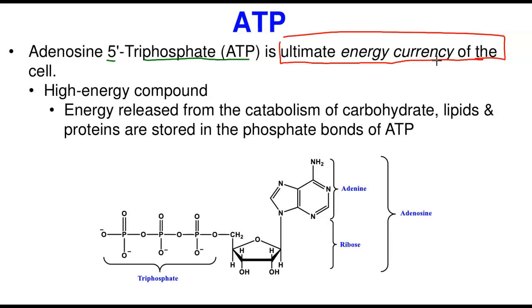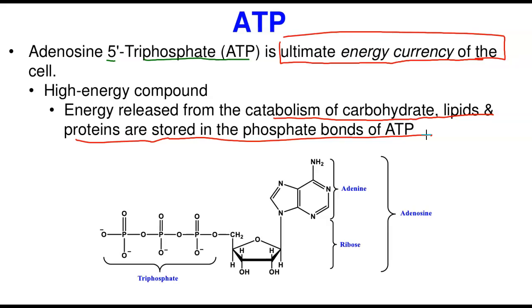Energy that is released from the catabolism of fuel molecules like carbohydrates, lipids, proteins is stored in the phosphate bond of adenosine 5-triphosphate, ATP. And like I said, part of what we're going to do in this class is to recognize the structure of this ATP. I don't want you to memorize this because I'm not going to be asking you to draw this in exam, but you need to understand its basic structure.